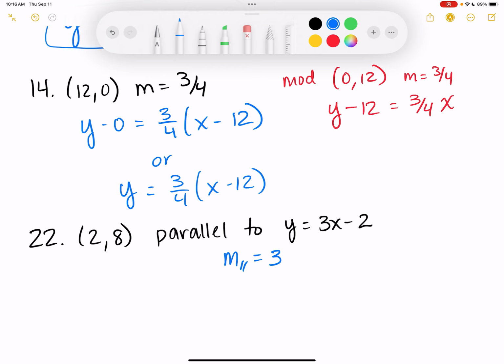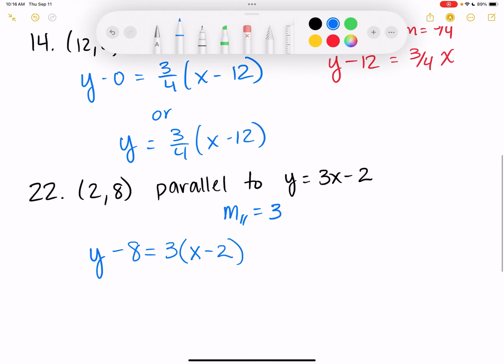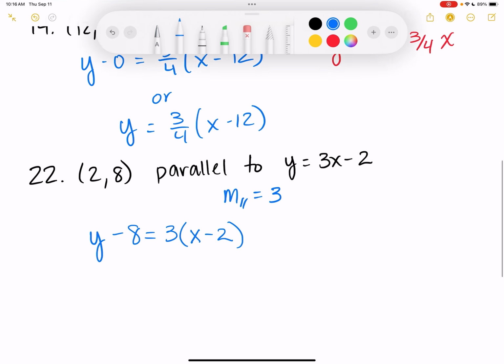Y minus 8 equals, hold on, let me think. 3, and our parentheses, x minus 2. Yep. So then now we're taking it down to slope intercept form. So we can add the 8, and I'm going to go ahead and distribute all in one step. So I've got 3x minus 6 and then plus 8. So ultimately I get y equals 3x plus 2. So that would be my equation of my parallel line.